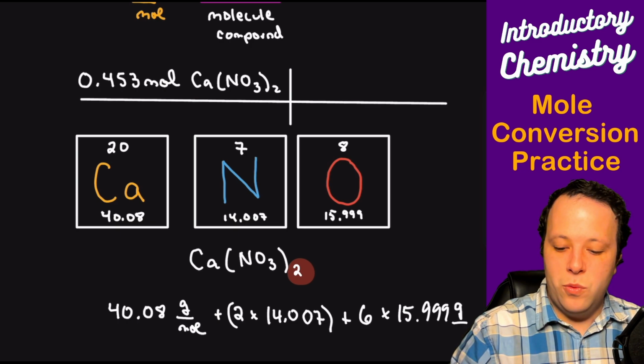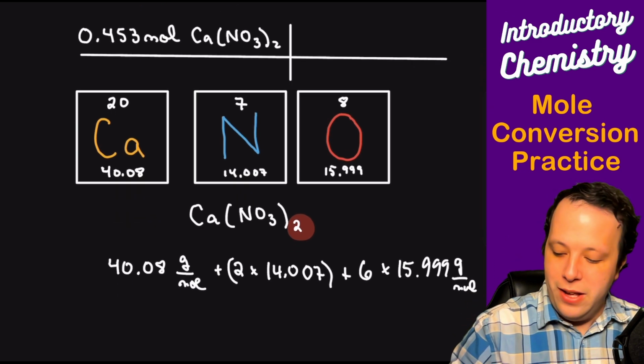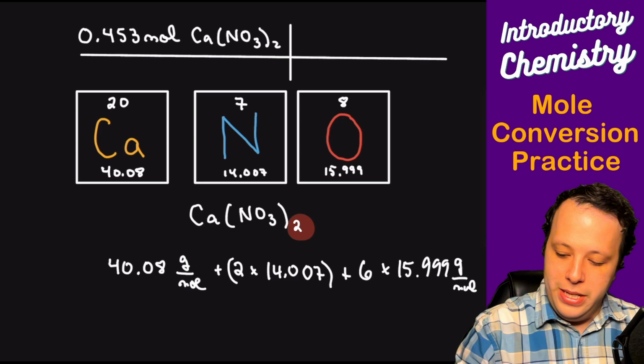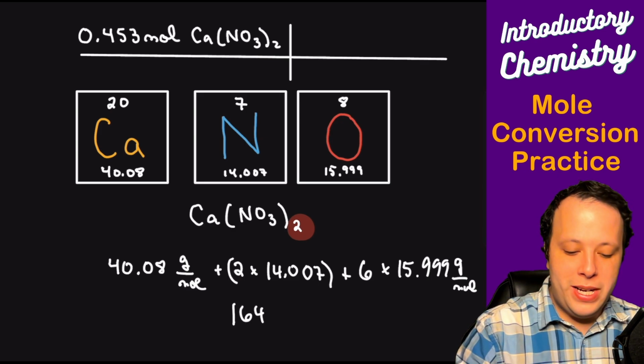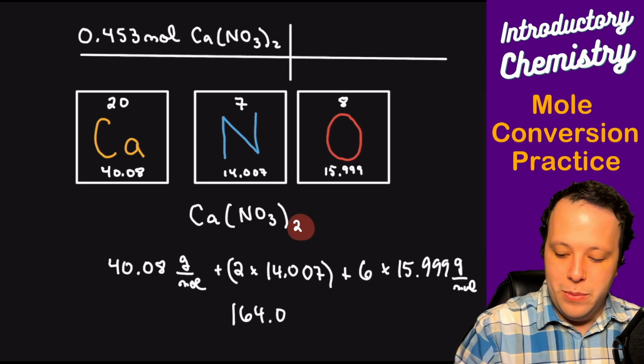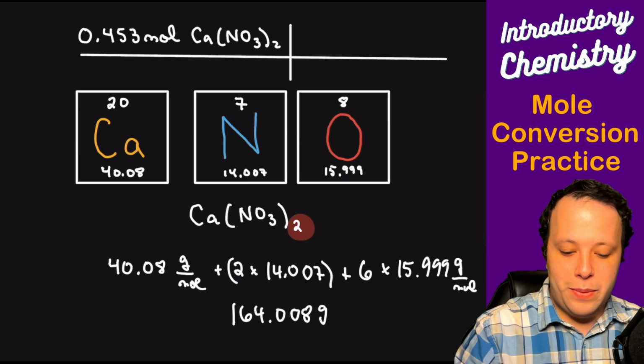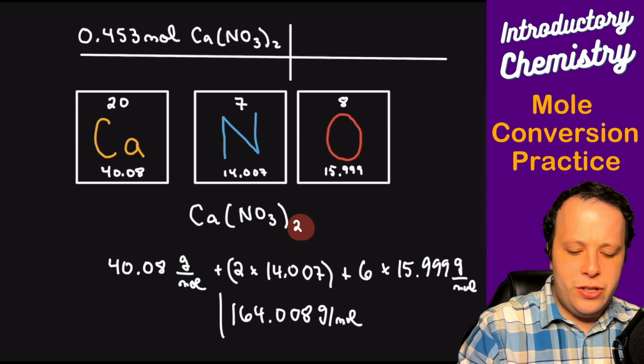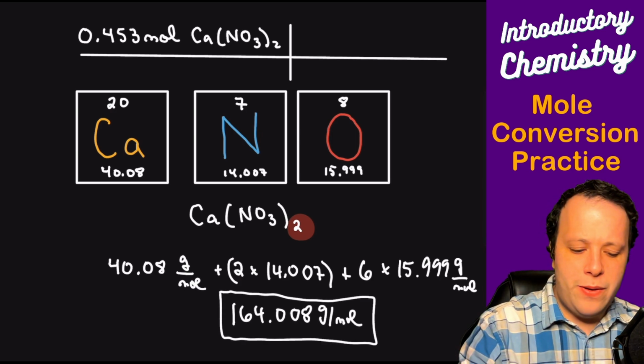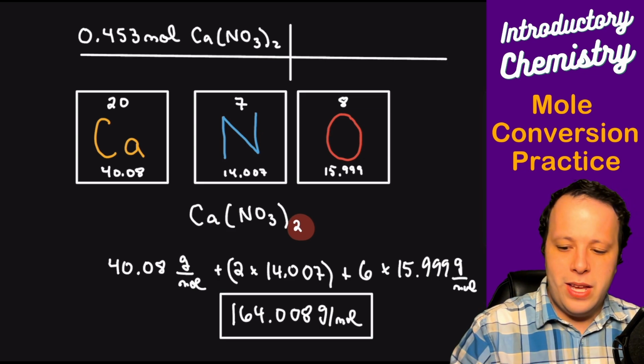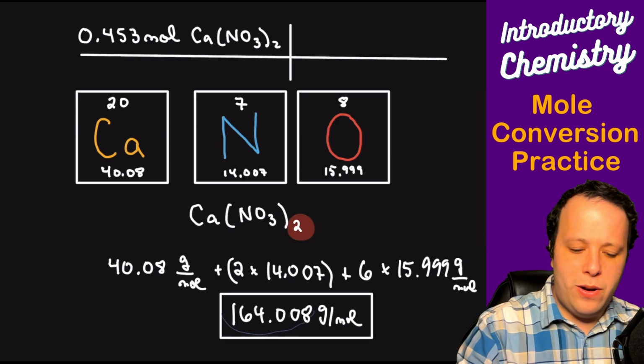All right, so when we have that for all of our values, what we are going to get for our molar mass is 164.008 grams per mole. And we're not going to round it just yet. We're going to round it at the very end of our problem, so that we have all of our units and sig figs correct at the end.